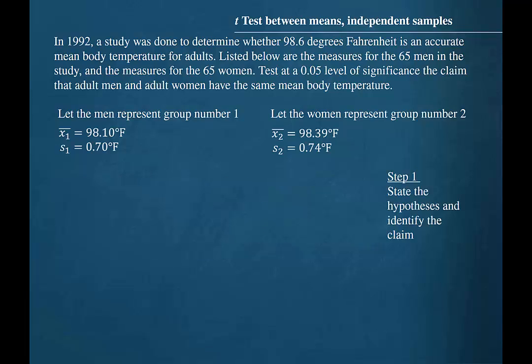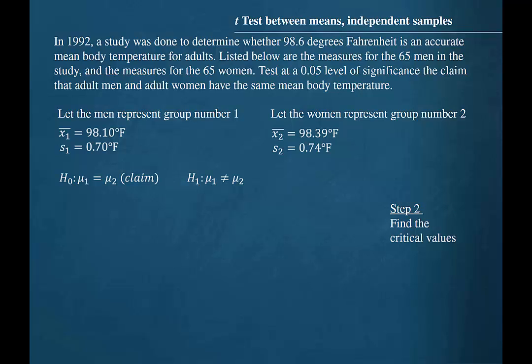Step 1 is to state the hypotheses and identify the claim. The claim is that adult men and adult women have the same mean body temperature. Remember that the null hypothesis always contains the equals sign. The claim is that the body temperatures for men and women are equal. So, in this case, the claim belongs in the null hypothesis. The alternative hypothesis, then, will be that the means are not equal.